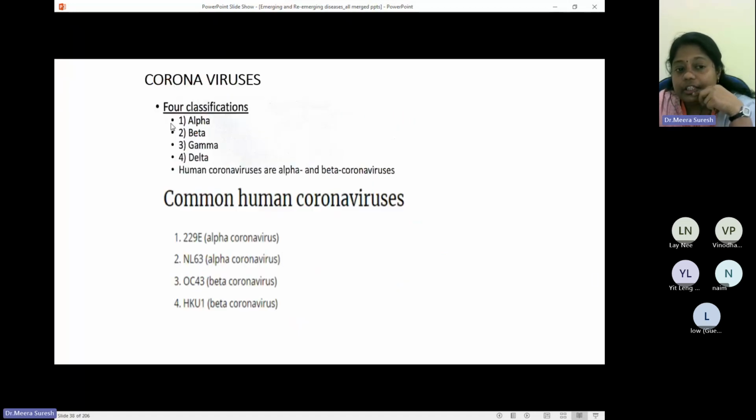So we have four classifications: alpha, beta, gamma, and delta. Human coronaviruses are alpha and beta. However, we saw when COVID-19 came, the delta was also one of the most important that affected human beings. And in India, this was the worst variety, the delta variety, which produced the most number of deaths, especially in the second wave that happened in 2021.